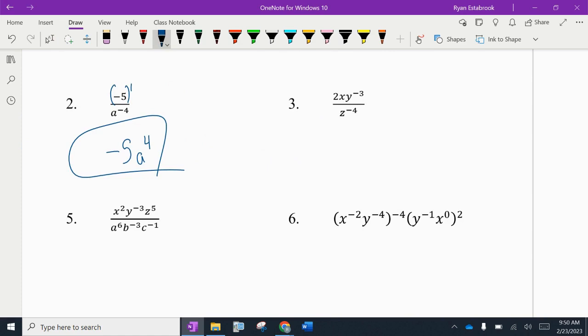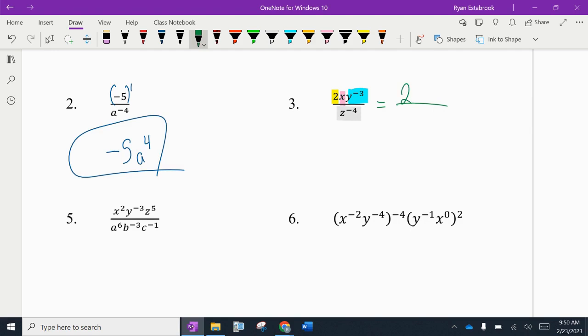Consider that in this problem number 3. There is a 2. There is an x. There is a y. And there is a z. Not everything has to move. To begin with, the 2. Does the 2 need to move, yes or no? No, it does not have a negative exponent.